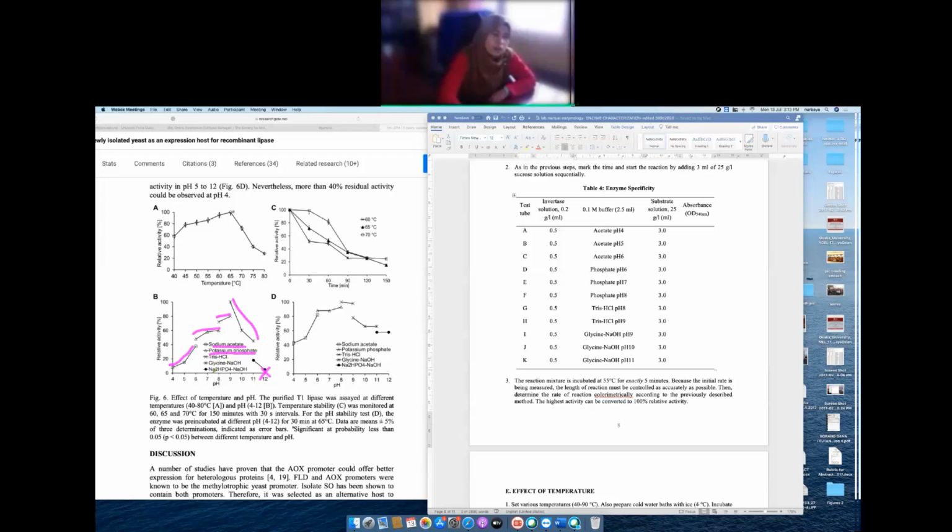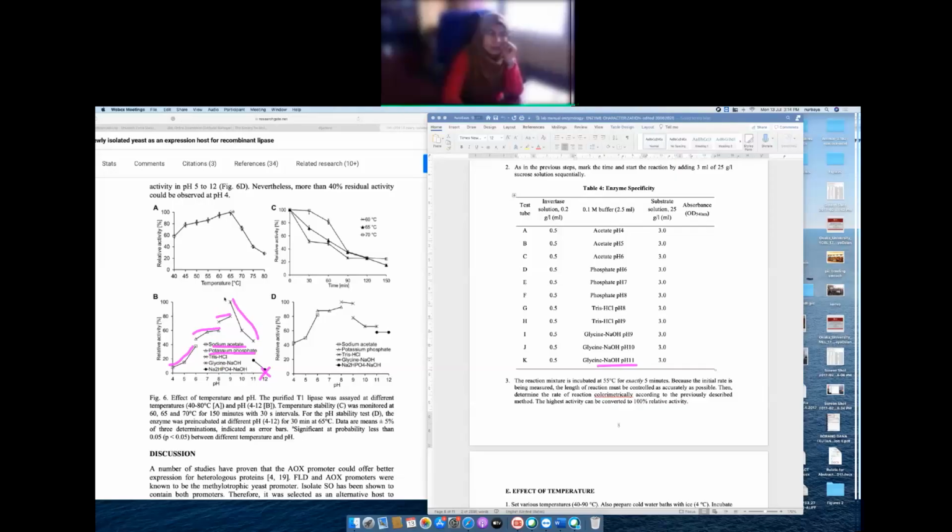And then the last one, you have this buffer, still an alkaline buffer. For this one, we end with the glycine NaOH. So that's the idea. Now we know that the optimum buffer for this will be this point, pH 9, which is glycine NaOH.